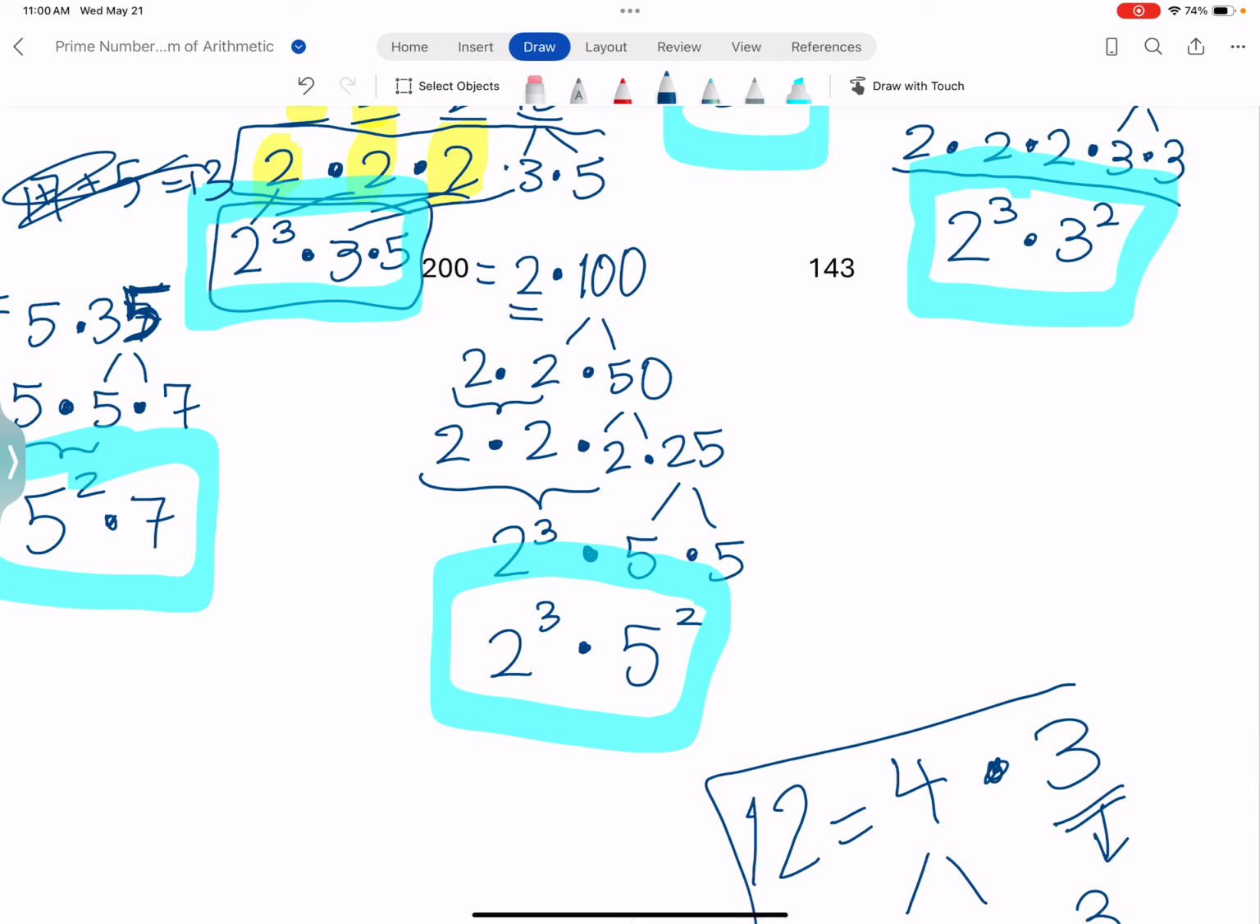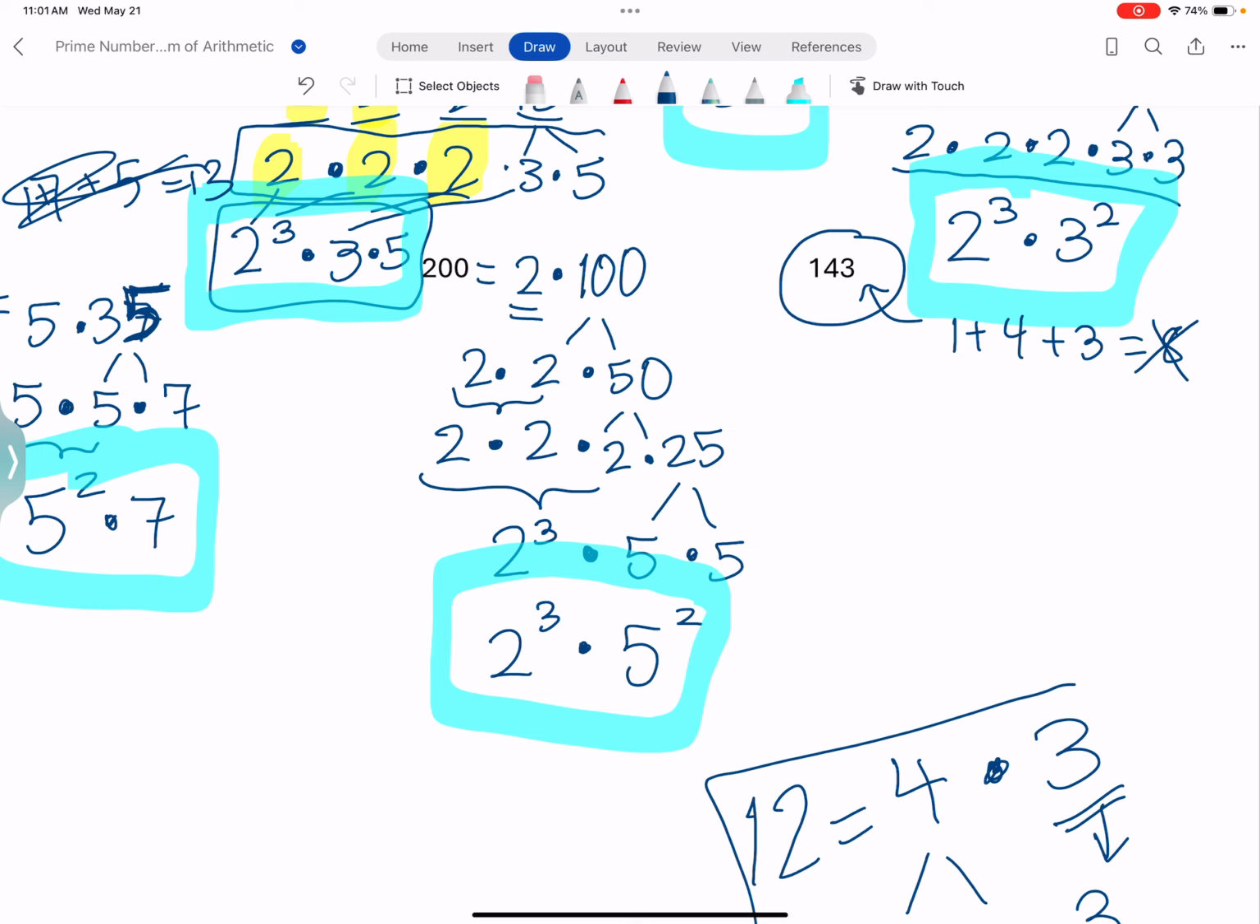143. That's a very random number. Does 2 divide in? I want to factor it into primes, but this could be prime itself. I just have to test. 2 doesn't go into it because it's not even at the end. Does 3 go into it? Let me see about the sum of the digits. 1 plus 4 plus 3. What is that? 8? Nah, 3 doesn't go into it. 3 doesn't divide into 8, so 3 doesn't divide into this big number 143. What's the next prime? 5? No, because it doesn't end in a 0 or a 5.